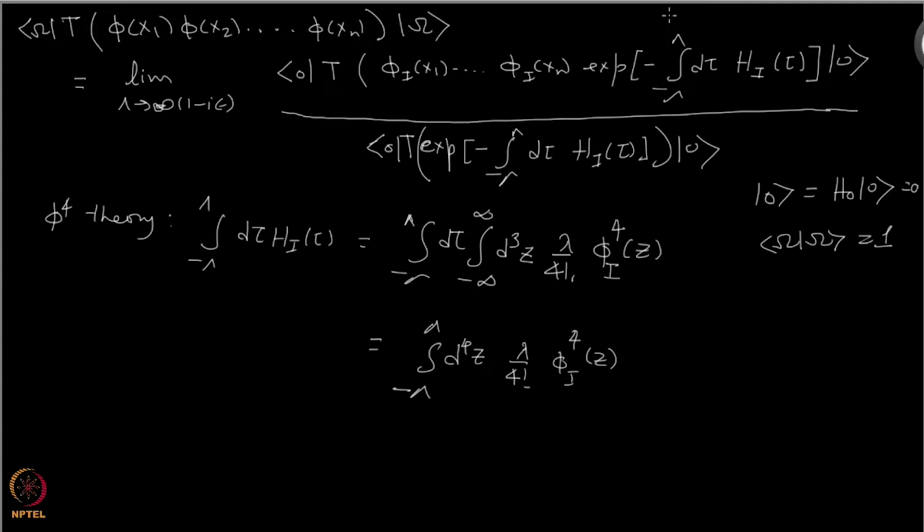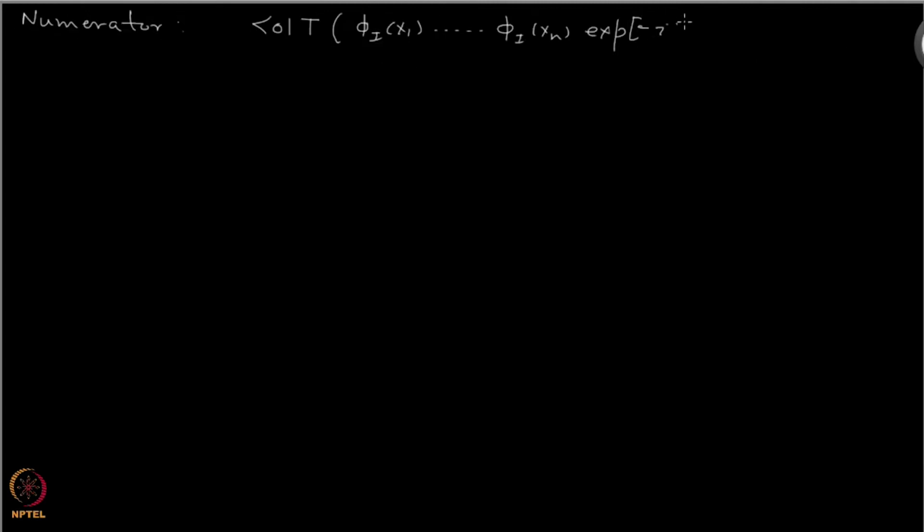I think a factor of i is missing here: d^4z phi_I to the 4. Okay, that's what we want to calculate. So I will just expand this.